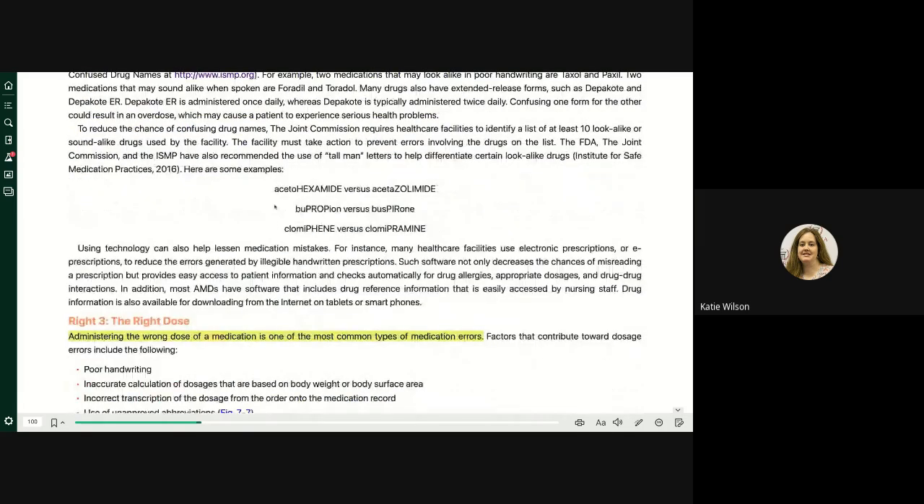Here's a couple of examples of how the ISMP has worked to try to reduce errors. They have recommended that the different lettering be capitalized, or in all caps, to easily distinguish between two names, like buPROPion versus busPIRone. By quick glance, you might see just the first two or three letters and think, oh yeah, this is that medicine, when in fact they're two completely different ones. So by placing a portion of the words in all caps, hopefully that will reduce incidences of error.